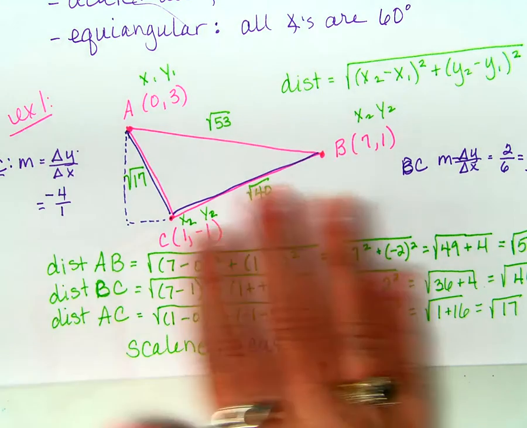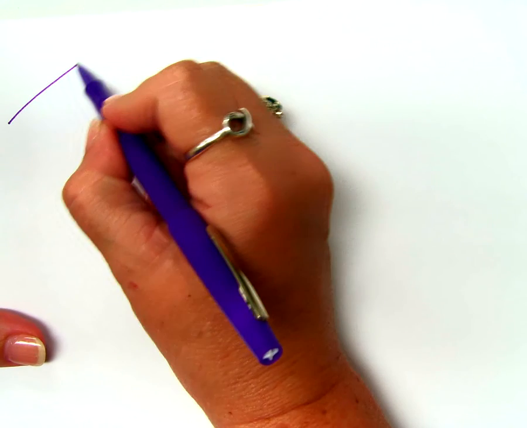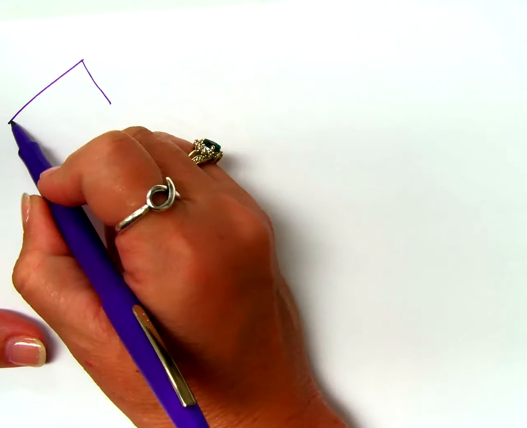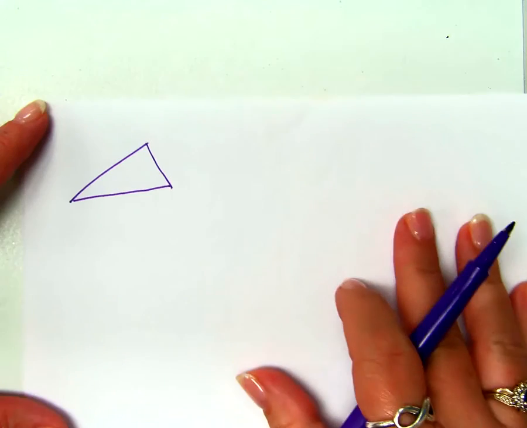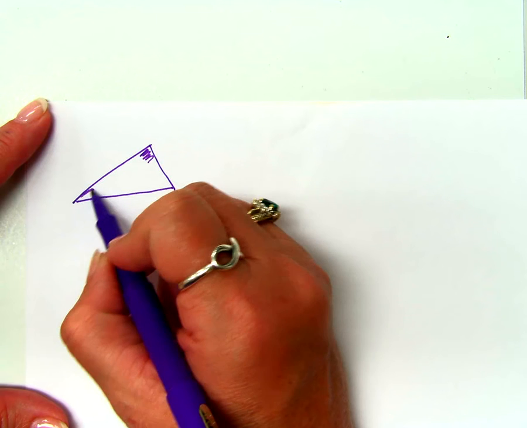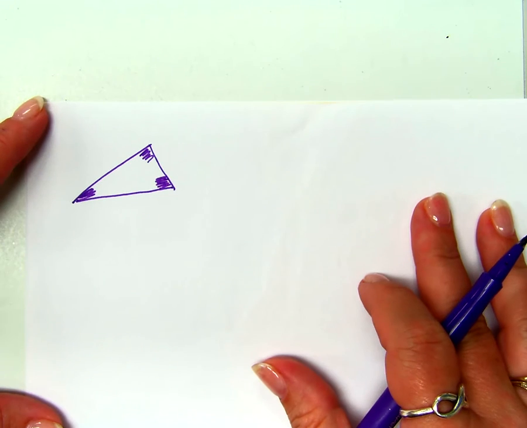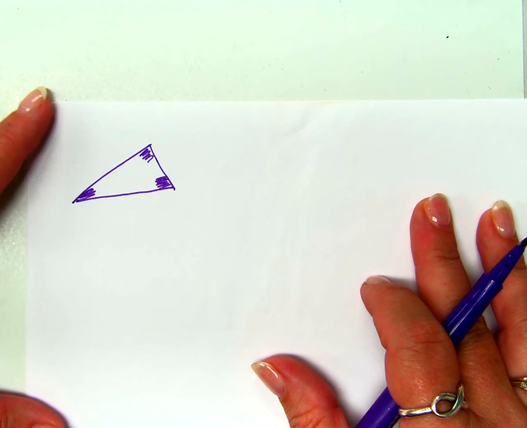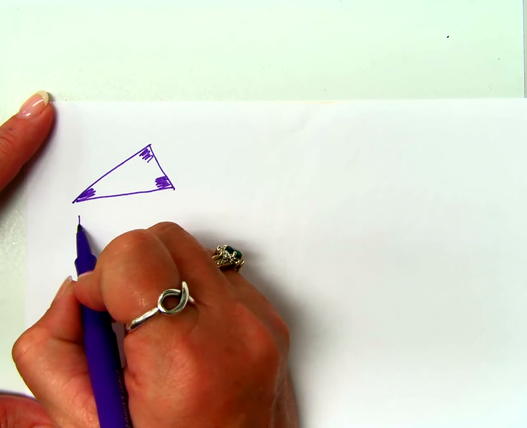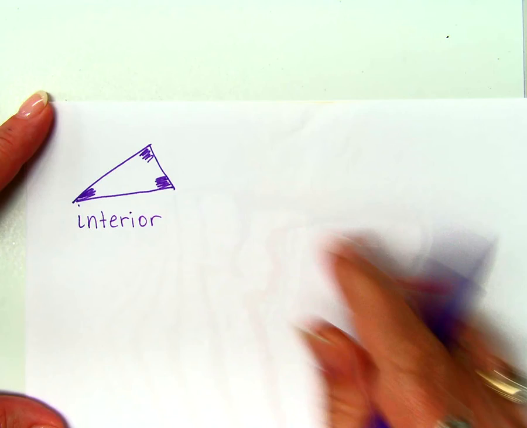So there's some other vocabulary words I need you to know. Okay? If you have a triangle, like that, and I'm talking about this angle right here, and this angle right here, and this angle right here, what kind of angles am I talking about of the triangle? Interior angles.